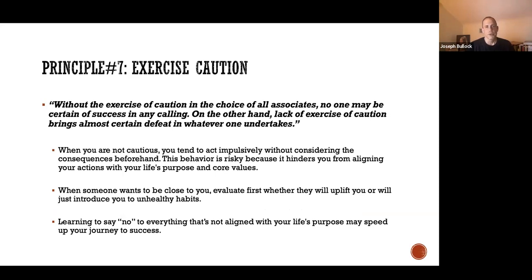When you are not cautious, you tend to act impulsively without considering consequences beforehand. This behavior is risky because it hinders you from aligning your actions with your life's purpose and core values. When someone wants to be close to you, evaluate first whether they will uplift you or will just introduce you to unhealthy habits. Learning to say no to everything that's not aligned with your life's purpose may speed up your journey to success.